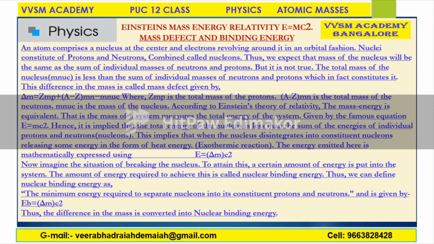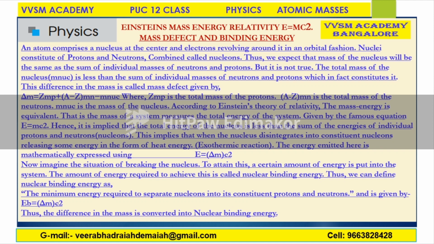It is implied that the total energy of the nucleus is less than the sum of the energies of the individual protons and neutrons, which are together called nucleons. This implies that when the nucleus disintegrates into constituent nucleons, it releases some energy in the form of heat energy, which is an exothermic reaction. Liberating heat energy to the surroundings is called an exothermic reaction. The energy emitted here is mathematically expressed as E = delta M c².